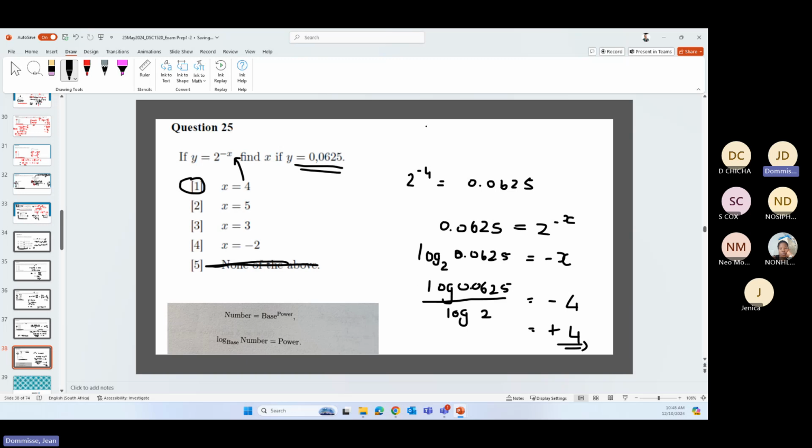And remember, log and ln is exactly the same. So on my calculator, I've got the ln function. So I would have said ln of 0.0625 divided by ln of 2, and that would have given me minus 4. And then we just need to remember minus 4 minus 1 gives you the positive 4. Okay, so that is how we would have done this one.